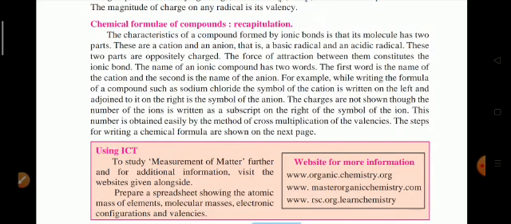While writing the formula of a compound, for example sodium chloride, the symbol of the cation is written on the left, and adjoined to it on the right is the symbol of the anion. The charges are not shown, though the number of the ions is written as a subscript on the right of the symbol of the ion. This number is obtained easily by the method of cross multiplication of the valencies. The steps for writing a chemical formula are shown on the next page.